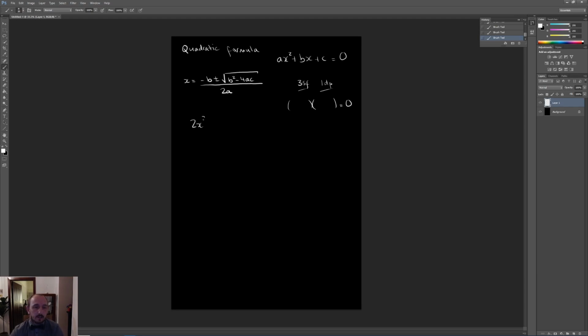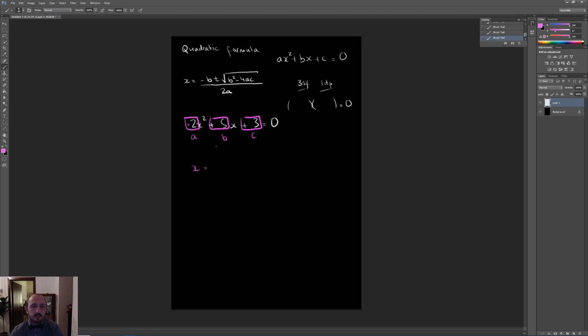2x squared plus 5x plus 3 equals 0, like that. What we can do is identify the a, b and c from this equation. The a is the term in front of the x squared, the b is the number in front of the x, and the c is the number that's left over at the end. And the signs of these are important. So the plus 3, and we have a kind of invisible positive 2 there. So we substitute these numbers into the equation and we will get our 2 values for x.